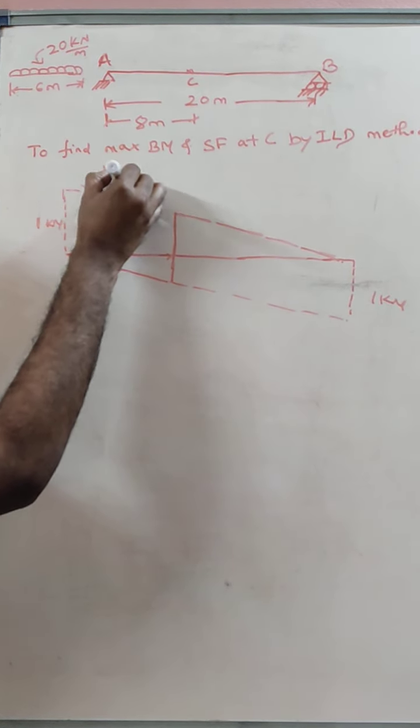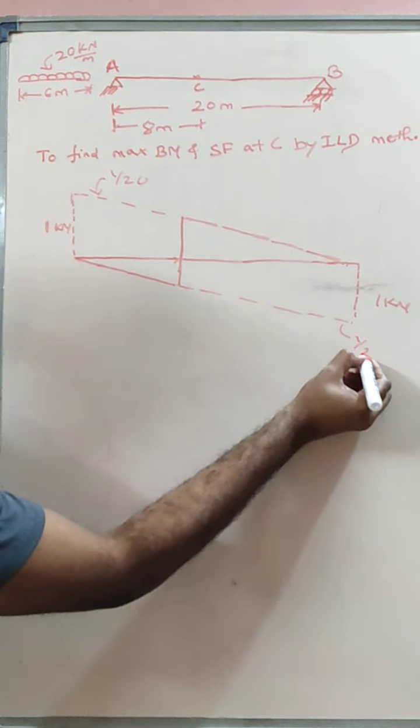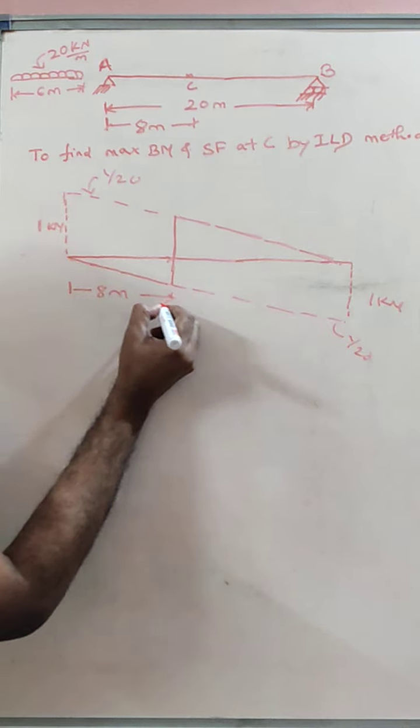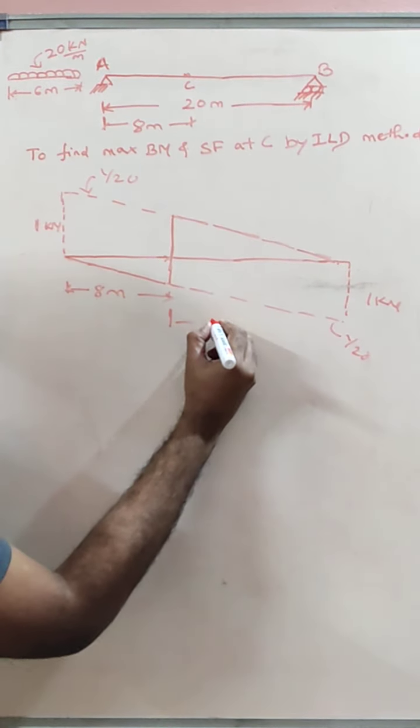This is 1 by 20 slope. This is also 1 by 20 slope. And this is how much? 8 meters. And this is 12 meters.